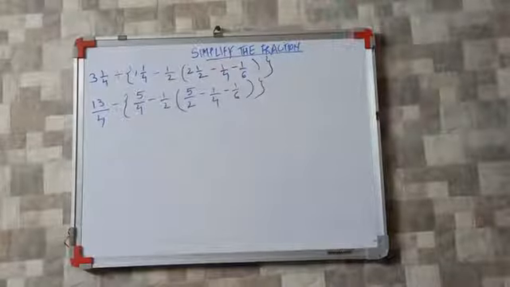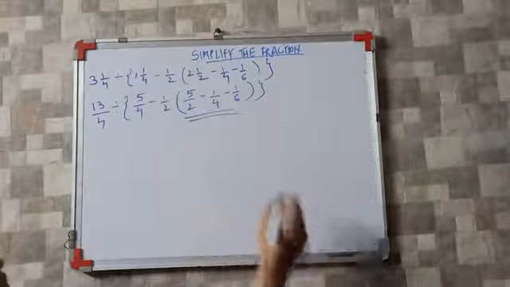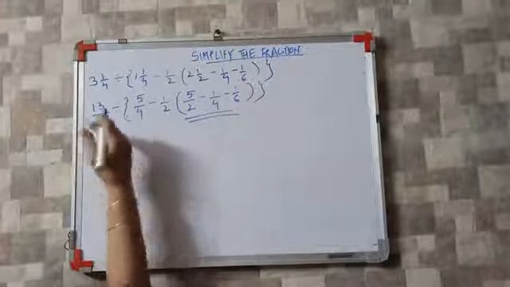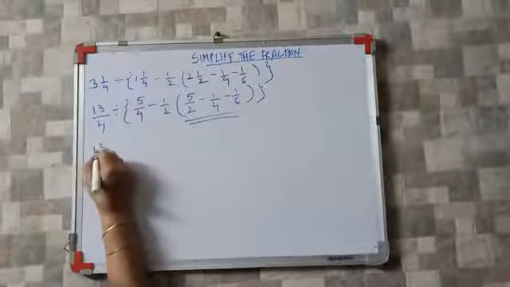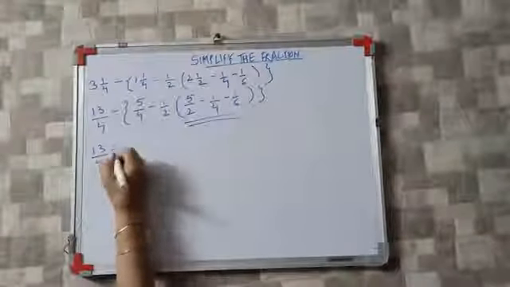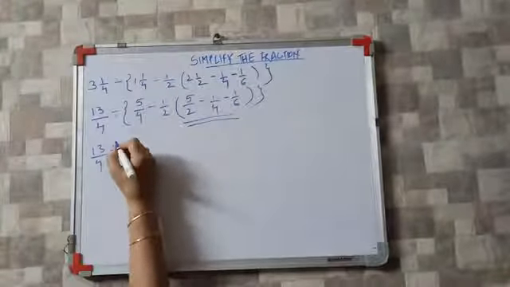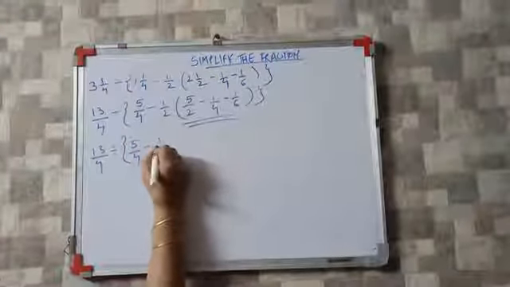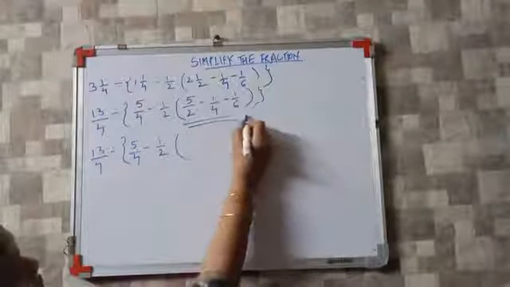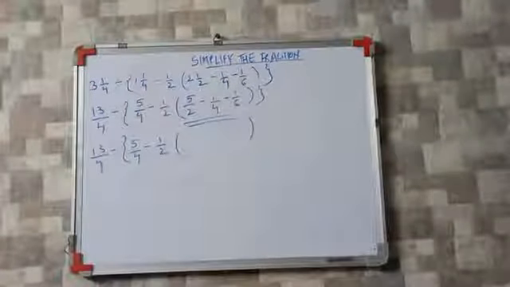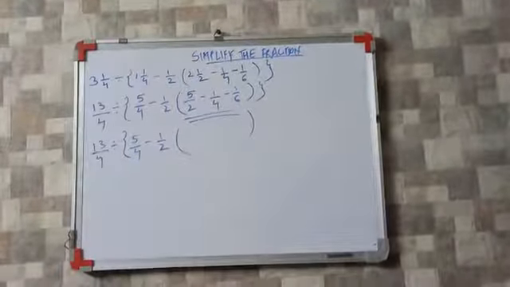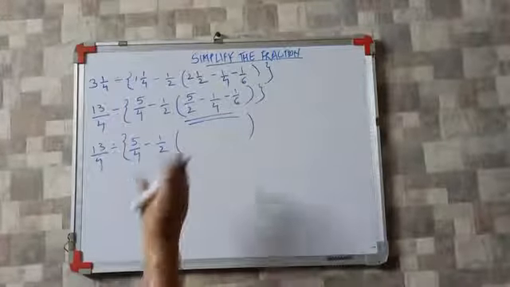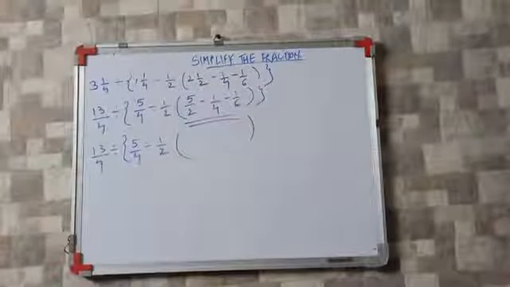According to the BODMAS rule, first we have to solve the small bracket and the rest of the fractions we will write as it is. So 13/4, the other operations as it is, division, then curly bracket, then 5/4 minus 1/2, then solve the small bracket. In the small bracket, see, only one operation is there, subtraction. So we will subtract these fractions together.